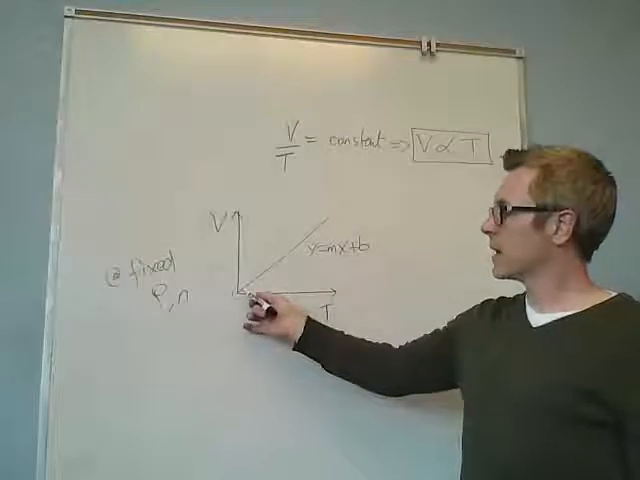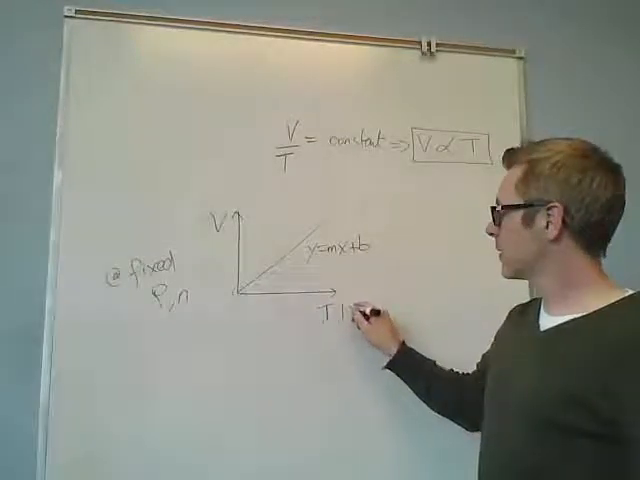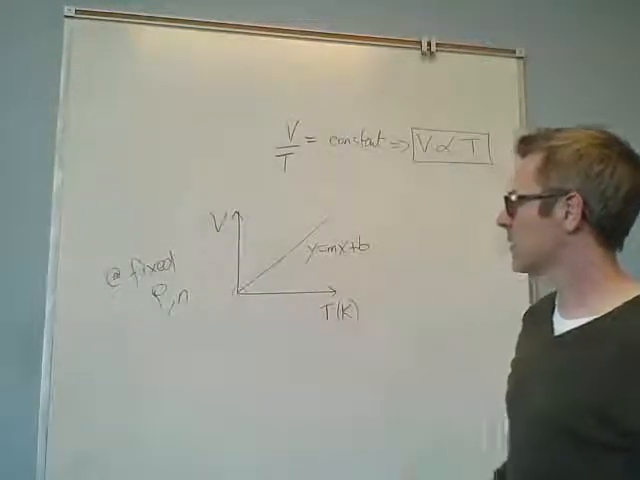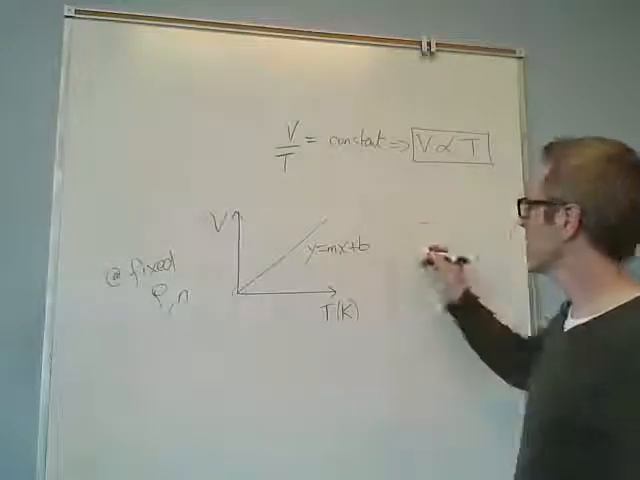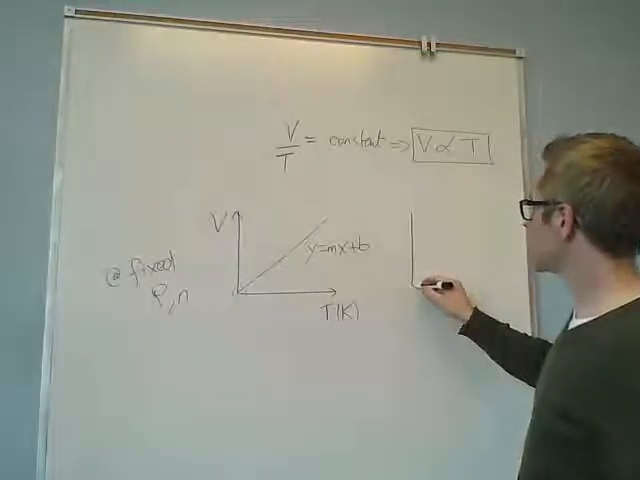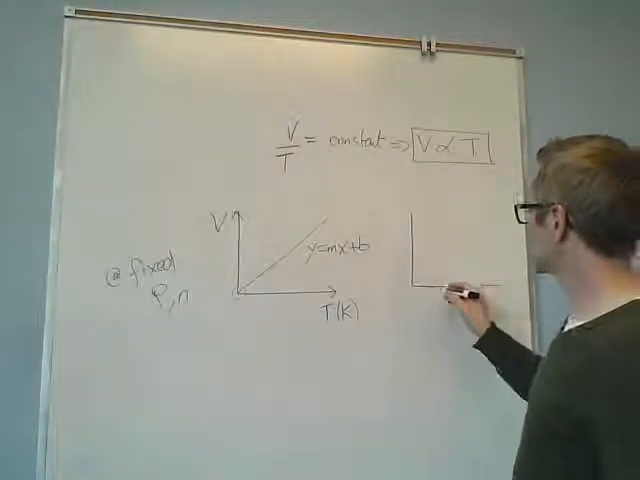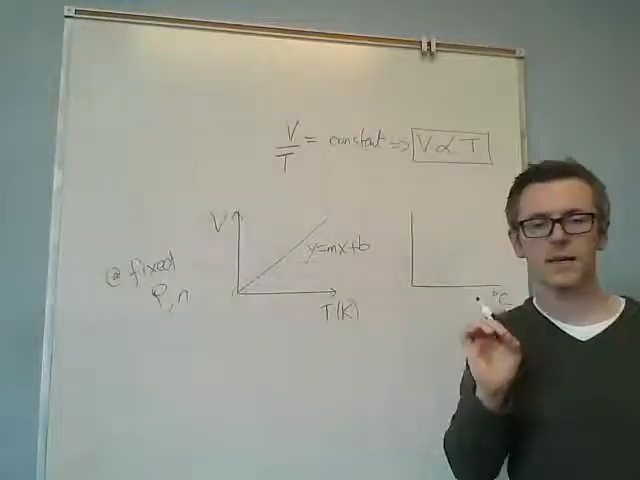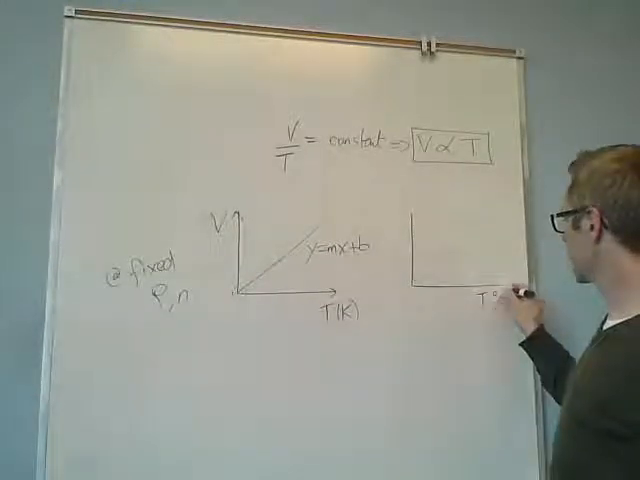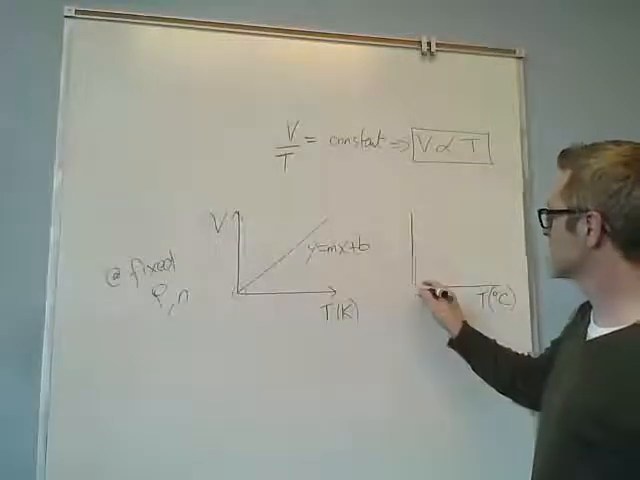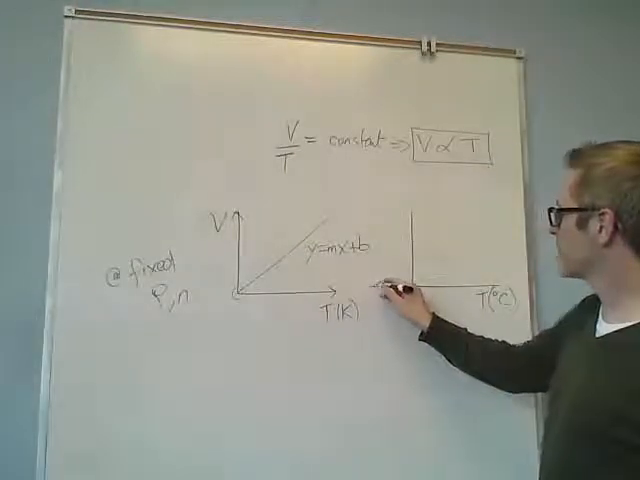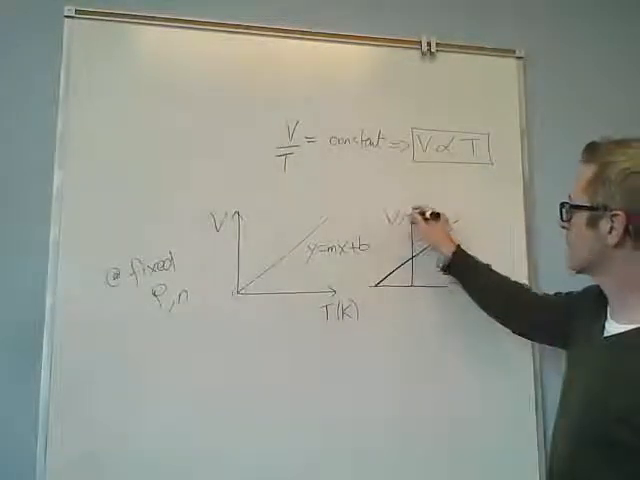It would intercept at 0 Kelvin because the temperature must be in Kelvin. But we can always plot this in terms of Celsius. We can't do calculations in Celsius, but we can always plot a graph in Celsius. We would still get a straight line.